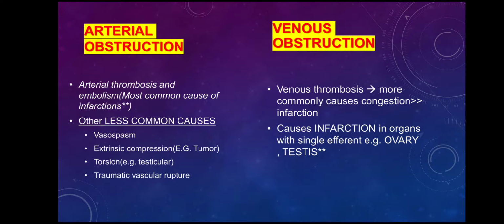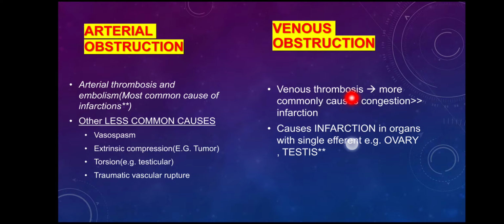Venous obstruction more commonly causes congestion rather than infarction, but in some cases infarction can also occur. What is the mechanism for infarction in venous obstruction? If there is venous obstruction in a tissue, there is decreased venous return from that organ, so the organ will be engorged with venous blood. That leads to increased hydrostatic pressure and increased edema in the tissue, and that edema causes increased pressure inside the tissue, which hampers the arterial supply of that organ also.